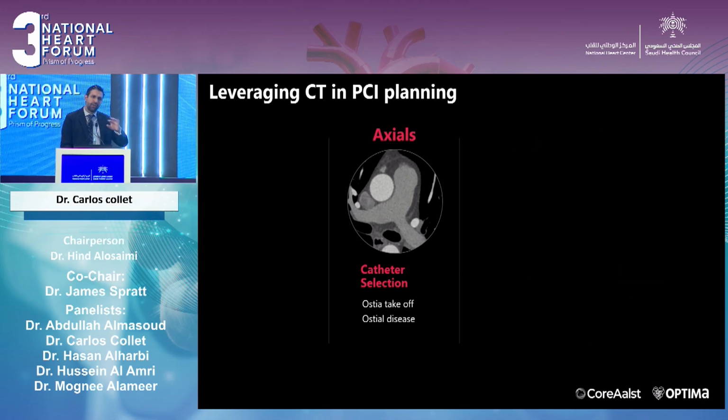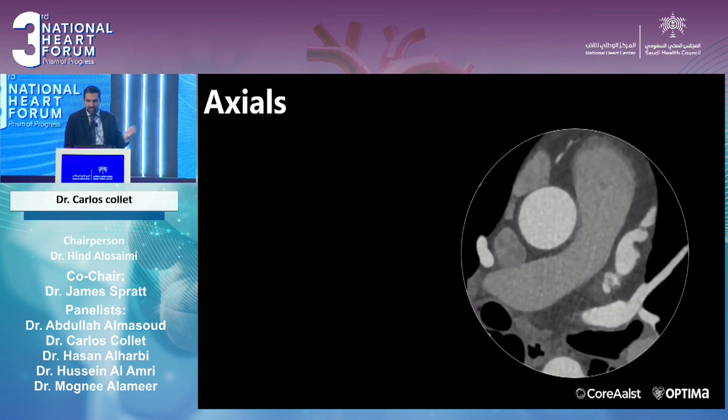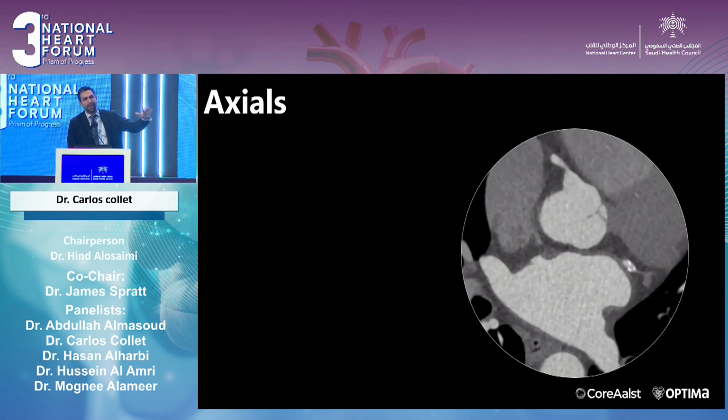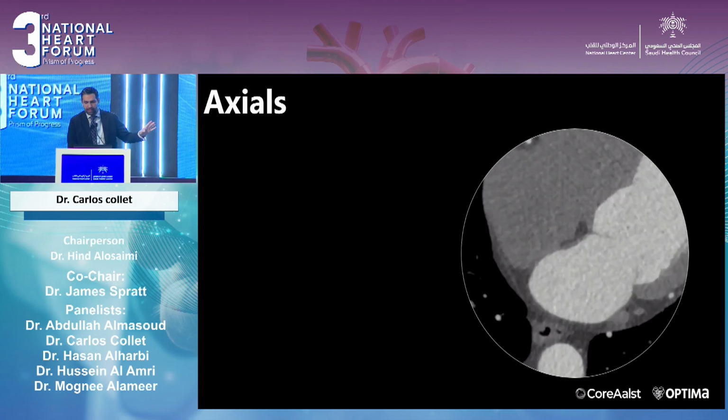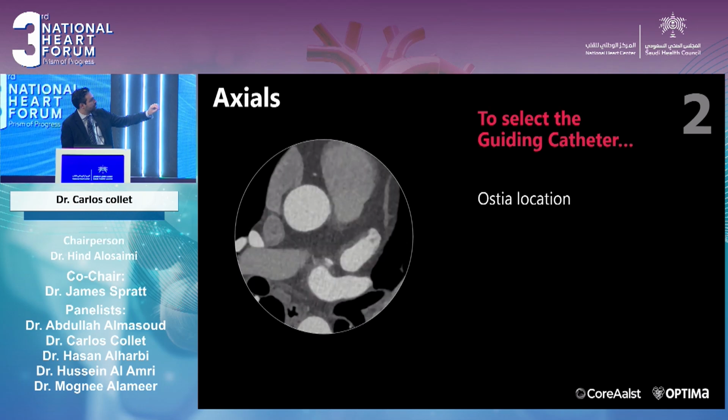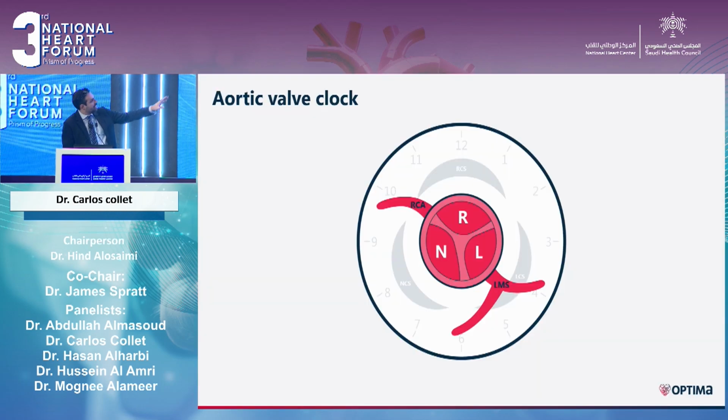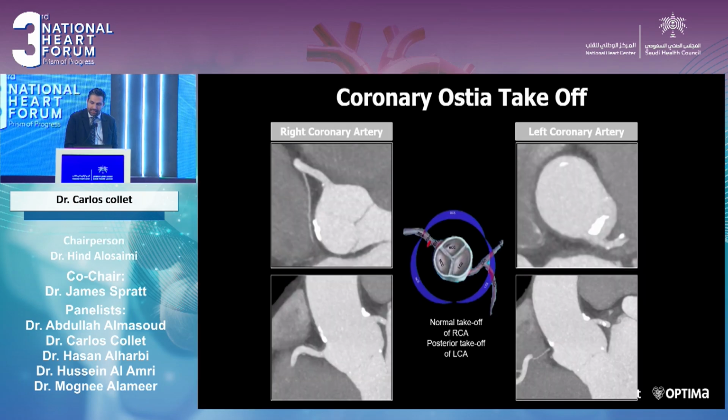The second point is the axials. The axial is very simple. Basically, this is used by the radiologist to make the diagnosis. We will not use this to make the diagnosis, but we will use this to know which guiding we need to use. In this slide, you will see, there's a bit delay, that the normal position of the right coronary is between 10 and 11, and the normal position of the left coronary is at 5, and everything that deviates from this position requires a different guiding. So this is normal position of the right coronary, normal position of the left coronary.